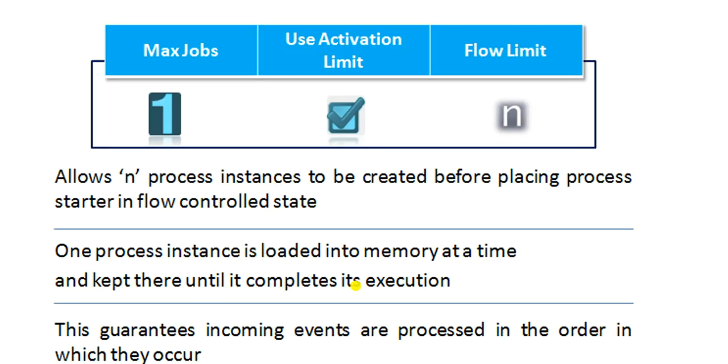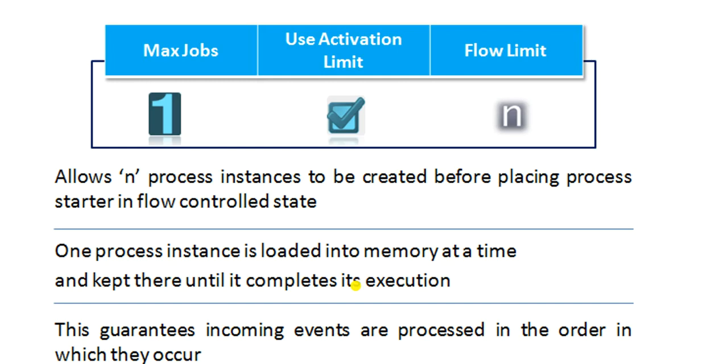Let's take the third scenario, which is a more controlled scenario, where we have specified an explicit value for max job as well as flow limit. In this case, flow limit is n, which means n process instances can be created before changing the process starter to the flow control state. And since we specified max job as 1, this means one process instance is loaded into the memory at a time, and it's kept there until it completes its execution. How do we specify this? By specifying the activation limit flag. So until it has completed its execution, it will remain in memory, so there is no paging. In this case, it guarantees incoming events are processed in the sequential order in which they occur.